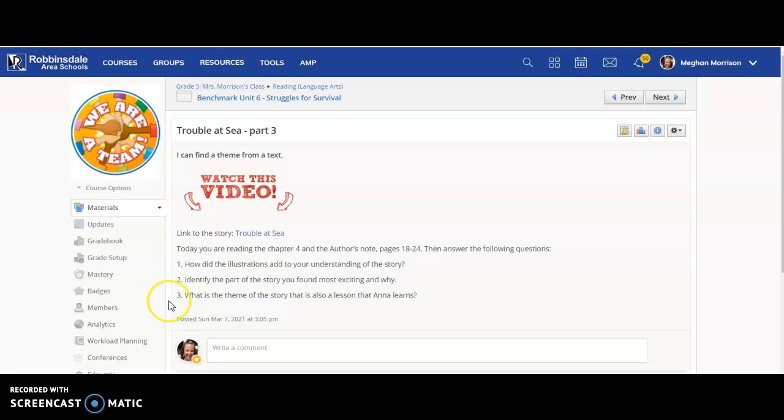There's 3 questions I need you to answer. The first one is, how did the illustrations add to your understanding of the story? So what did they tell you? How did they contribute to the mood? Maybe they made it feel scarier. Maybe they gave you a picture of what the boat was like. Maybe they helped you to see Anna's emotions. Lots of things they could have helped with.